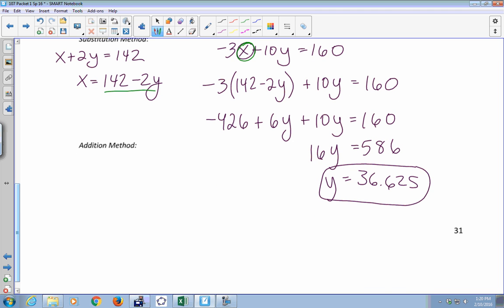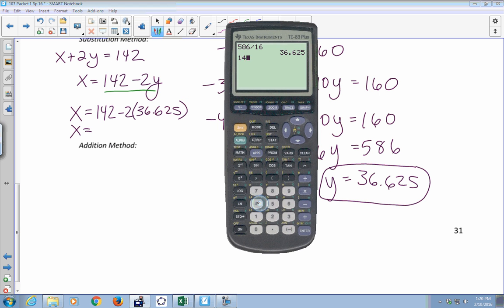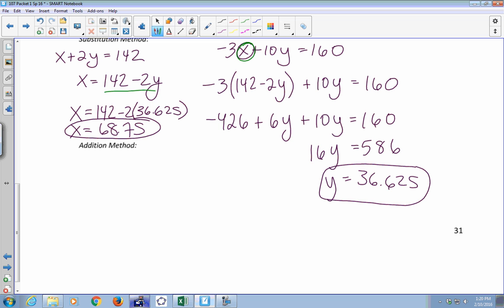And let's figure out x now. Go back to your other equation. If you want to get x, we just do 142 minus 2 times y. Now we know y is 36.625. So we get x is 142 minus 2 times 36.625. 68.75. And that's also close to our guess, which was just 68. So we did pretty good with our guesses.